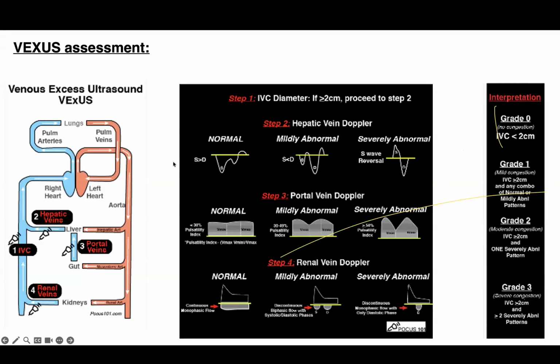So for grading, grade 0 is IVC less than 2 cm. We don't need to work up further. If it is grade 1, IVC more than 2 cm and any combination of normal to mild. For grade 2, IVC more than 2 cm and one severely abnormal. And grade 3 is IVC more than 2 cm and two or more severely abnormal. All right.